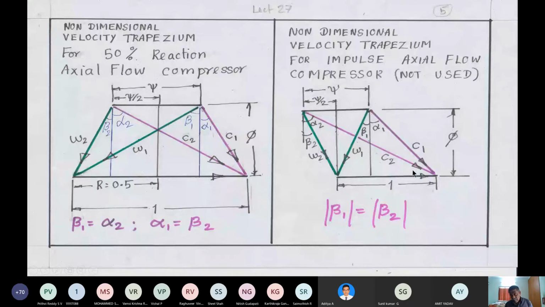Now finally, I will come to this end where the perpendicular drops from the midpoint will fall exactly here, at the end of the arrowhead of the u vector. Then what is the degree of reaction there? 1. It is 1. Okay, so theoretically it is right.